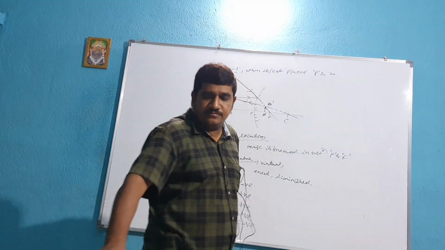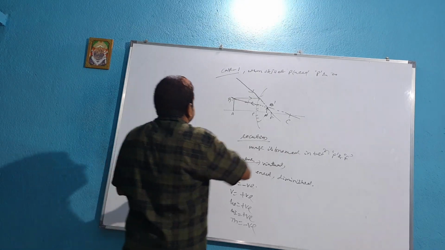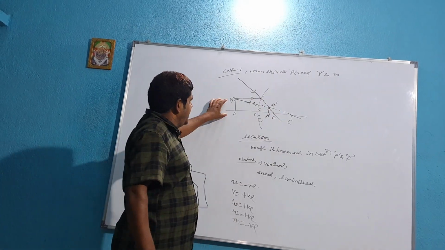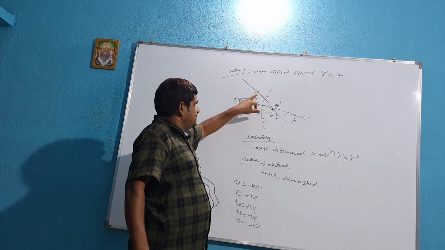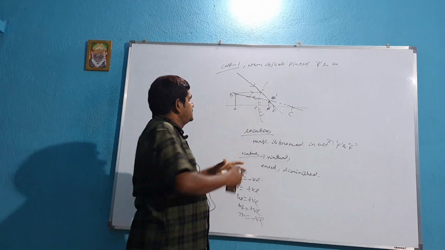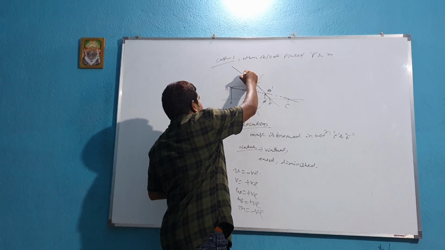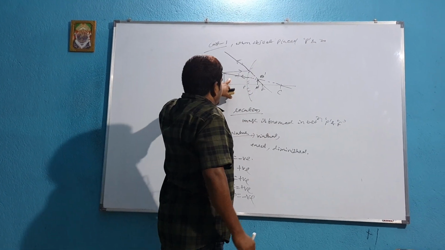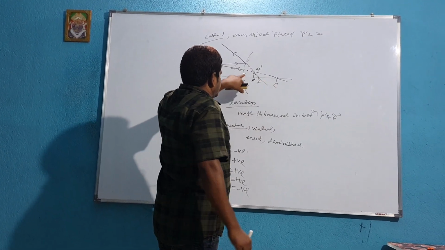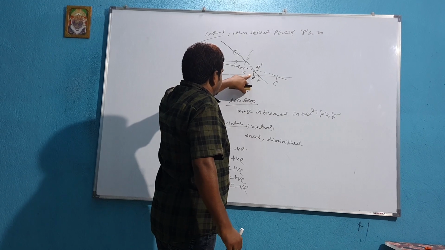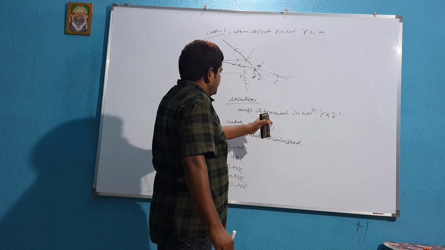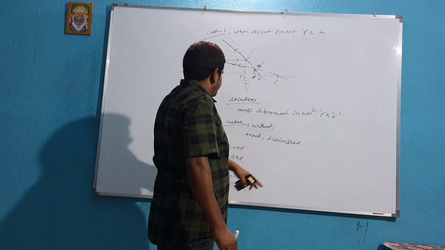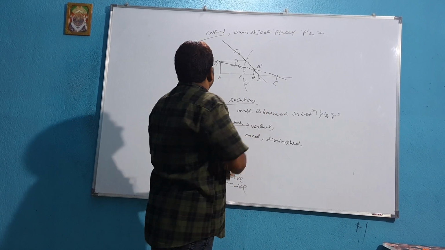Then next, case 2. This is the object. This is the image. The first line is drawn parallel to the principal axis, and it appears to come from the focus. It strikes and goes out through the focus. The second line strikes the center of curvature and retraces. Where they meet, the image is formed, A dash and B dash, in between P and F. Virtual, erect, diminished.